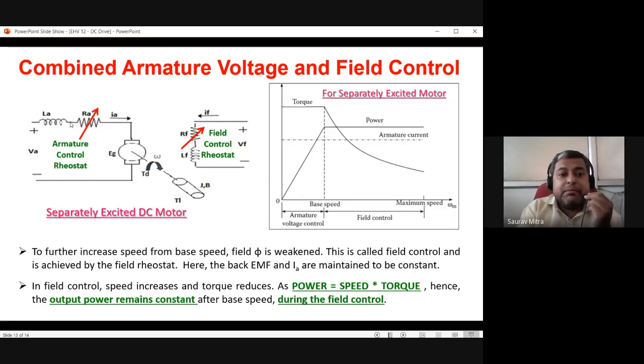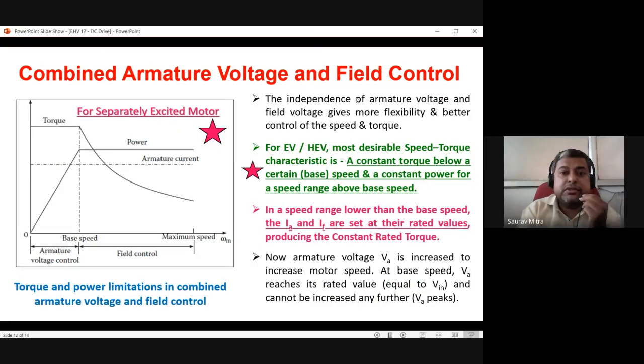In this case, armature and field are separate because the armature gets supply from VA and the field gets supply from VF. So in this separately excited DC motor, better controllability is possible because we can control field and armature both. So, combined armature voltage and field control. The independence of armature voltage and field voltage gives more flexibility and better control of speed and torque.